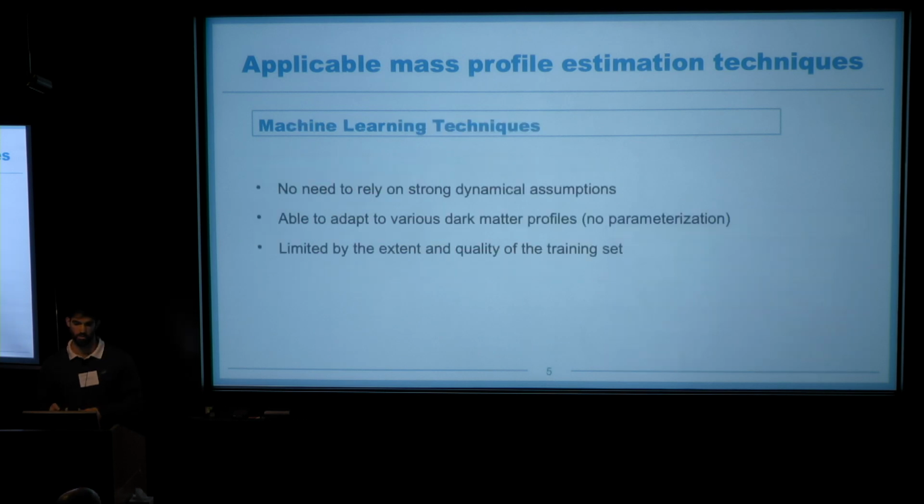And so with machine learning, what can we do? We have the advantage that we don't need to rely on strong dynamical assumptions, and also we may be able to adapt to different dark matter profiles depending on how we design our output. And basically, we are just limited by the extent and the quality of our training set.